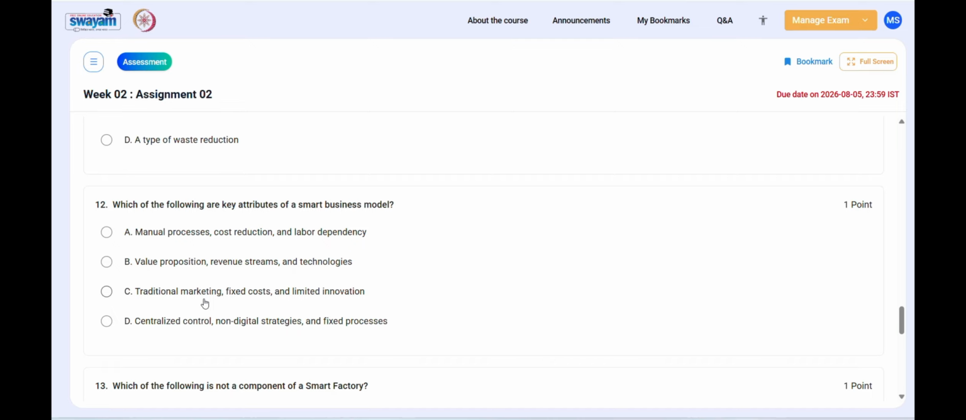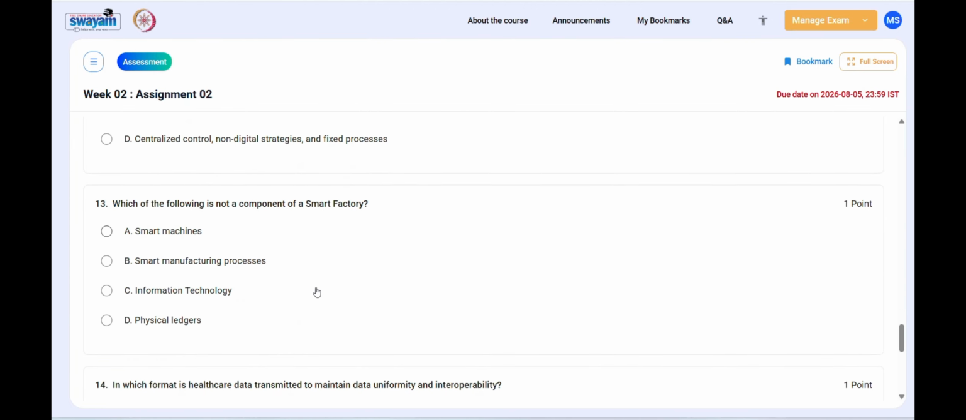Then 12th question: which of the following are the key attributes of a smart business model? So the answer is B: value proposition, revenue streams and technologies. Then, which of the following is not a component of a smart factory? So option D is correct, physical ledgers.